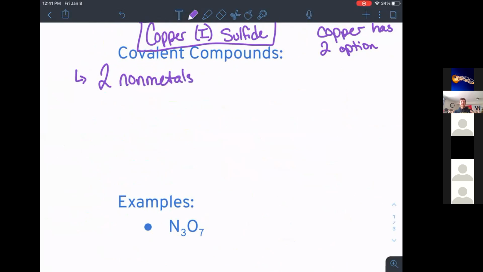So we're starting with nonmetals. What else do we know? One more big thing I'm hoping you remember. And let me give you a hint. The ionic compounds, we needed to remember that electrons got transferred. So what happens to the electrons in covalent compounds?